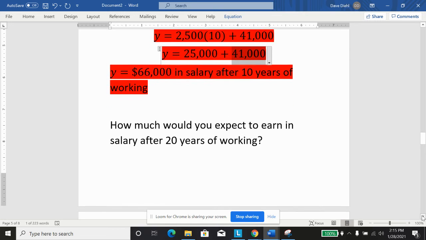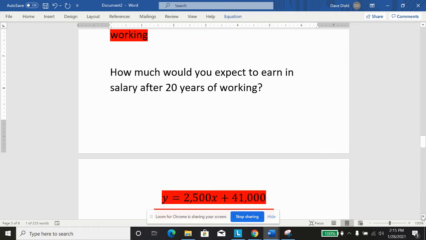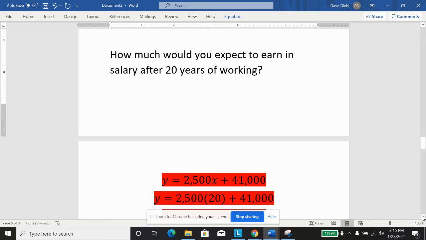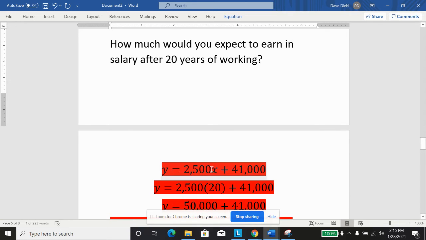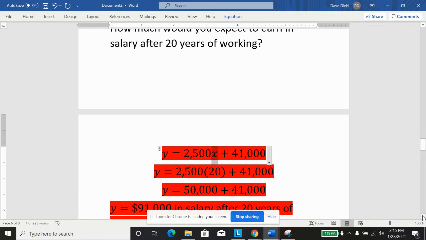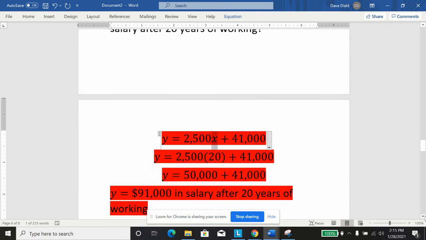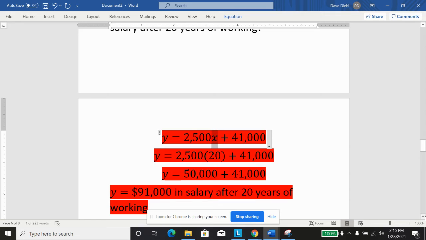So you would plug in 20 for X, because X is the number of years worked, times 2,500, which is 50,000. That means you're going to increase your salary by $50,000 over 20 years, plus the 41,000 that you started with. That means you're earning about $91,000 in salary after 20 years.